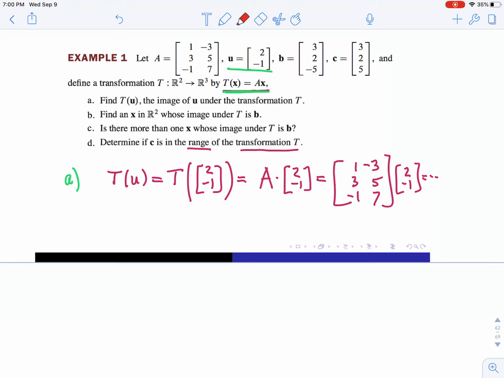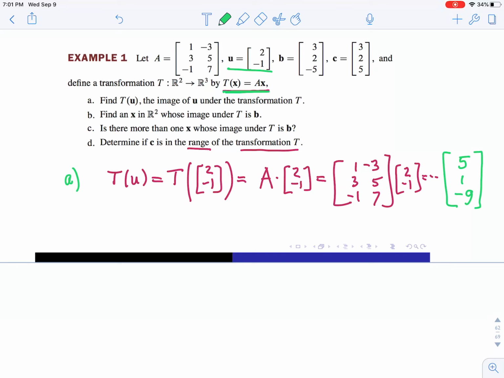When I do that, I'm going to do this mentally and write down my answer. I am going to get 5 as my first entry. I'm going to get 1 as my second entry, and I am going to get -9 as my last entry. What I'm doing there is that swipey method where I do the first row, second row, and the third row. If you're having trouble understanding how to do matrix multiplication, please just send me an email. We can schedule some time to talk in office hours.